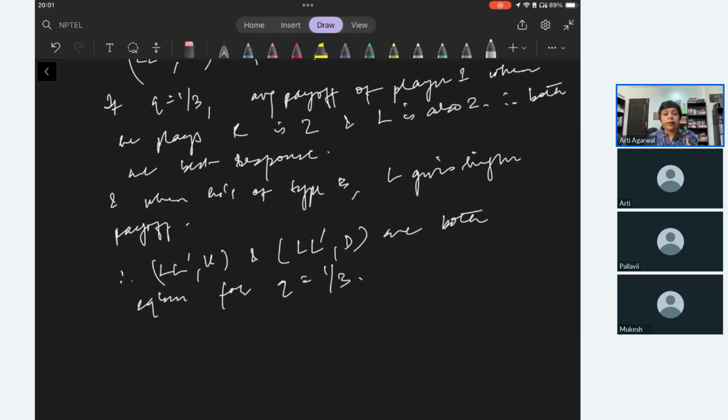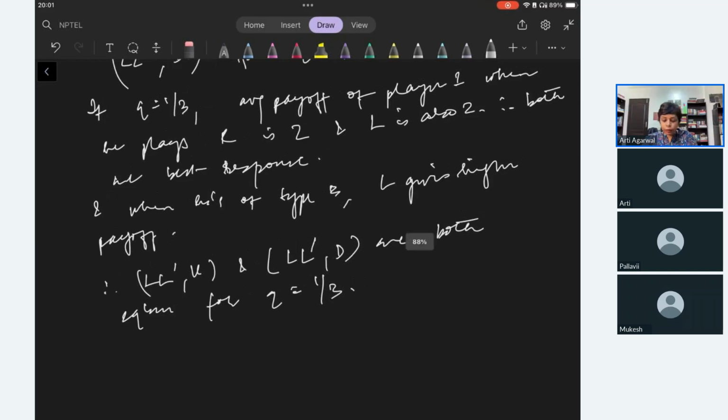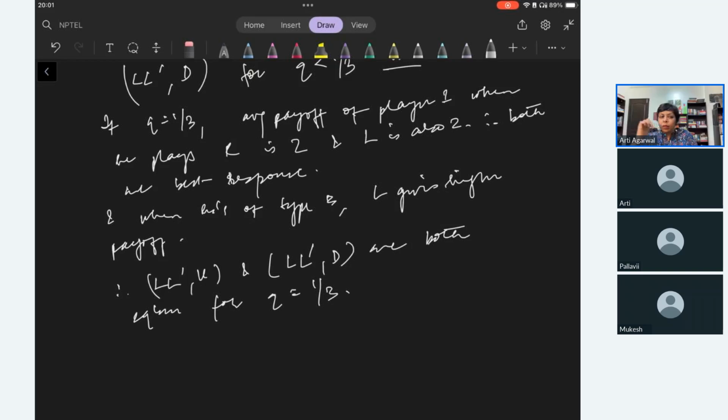Again, I'm not exactly certain of this last case where Q is equal to 1 by 3 and player 2 is indifferent between U and D, but I think this is how it should be. So I will check this part and let you know whether I'm right or wrong. If I'm wrong, I will correct this part. Any questions?